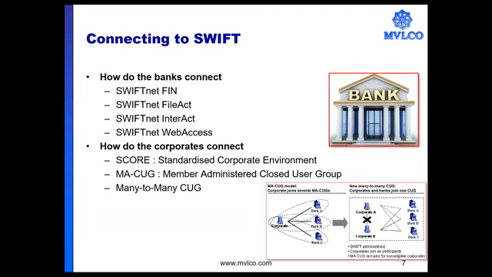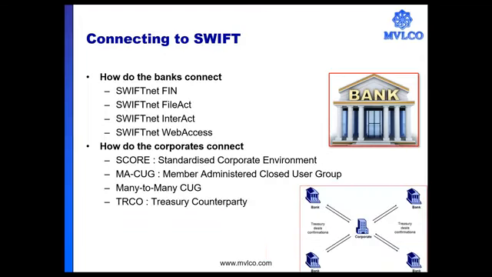This is the SCORE with the boundary, which is the CUG. So you could communicate as a corporate with any bank which is a member of that particular closed user group. In our example on the screen, we have Bank A, Bank B and Bank C. If corporate A joins that group, corporate A will be able to communicate with Bank A or B or C. This is how the connectivity would come.